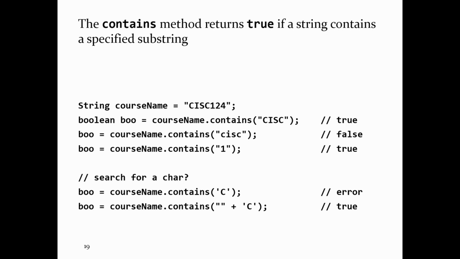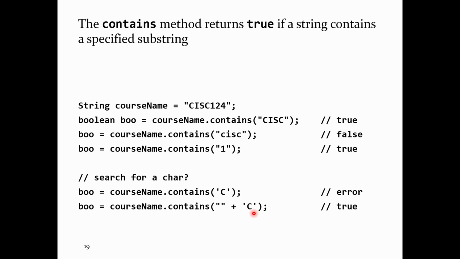Now, when new programmers see contains, they think, oh, I want to look for a character, I'm just going to call contains. And so they try to ask, does the string contain the character big C? And this is when you get an error. The compiler flags this and says there's no method called contains that takes in a char. Contains takes in a string. If you want to test if a char is in the string, you have to pass in a string.